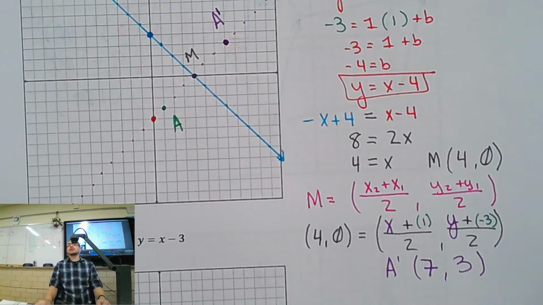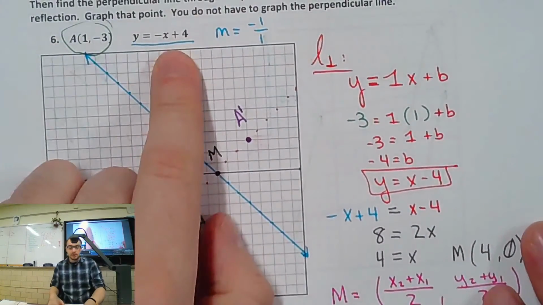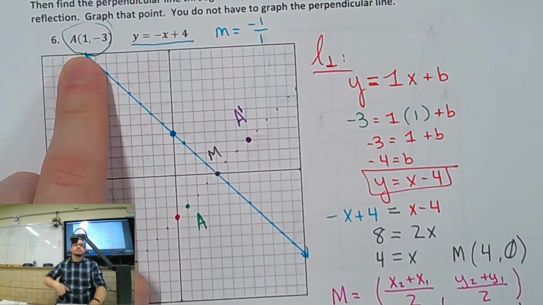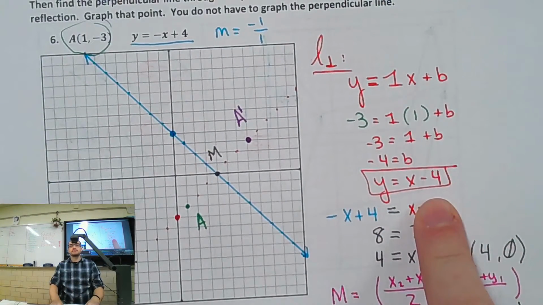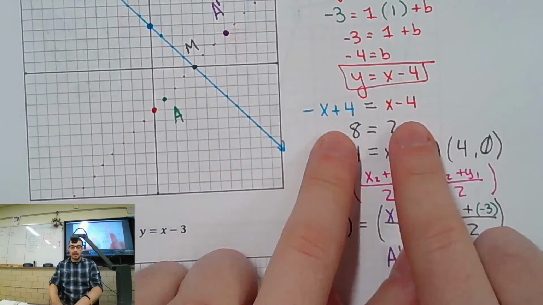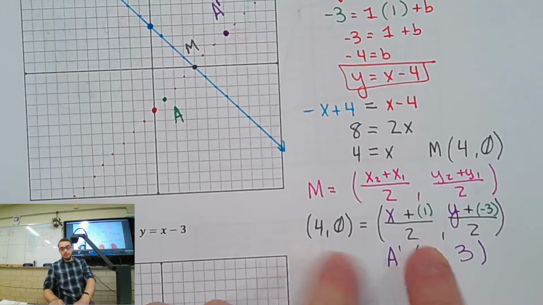All right, let's talk about the concepts, okay? Because you need to think about what you do and when. First off, graph the original line and the point. Find the perpendicular line, right? We need the perpendicular slope and we need to find b. Find out where they intersect. Use the intersection to find the flip.